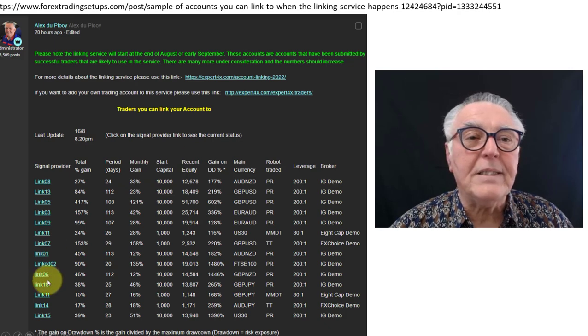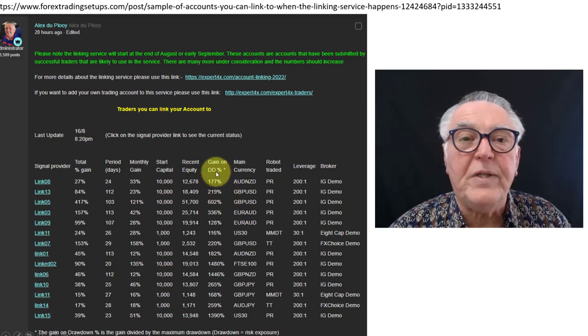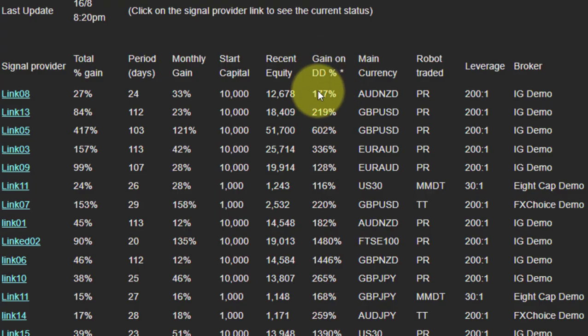Now, if we look at this list with this new knowledge that we have, the gain on drawdown, you can see the efficiency of the listed accounts, and you can see that some have over 1,000% efficiency. Some have just over 100%, but again, it's a tool that will help you evaluate the efficiency of each of these traders that have linked their accounts through this service that's being delivered.